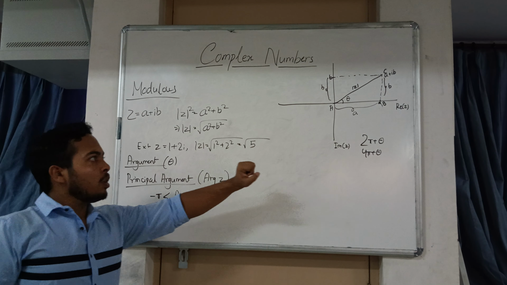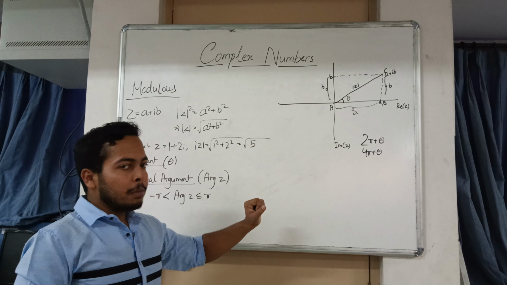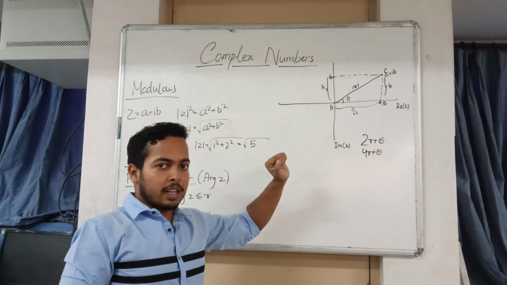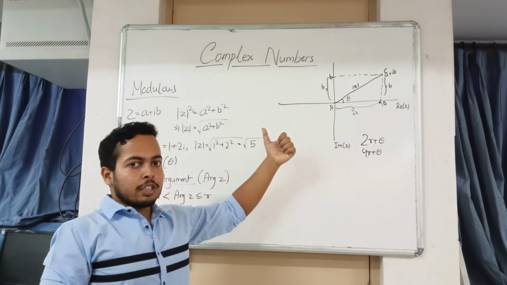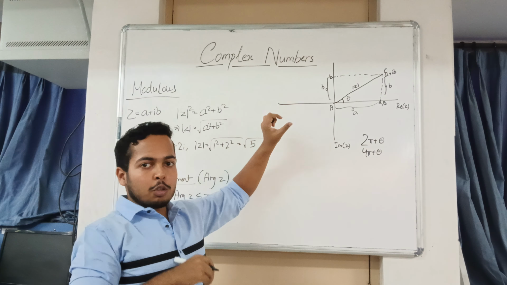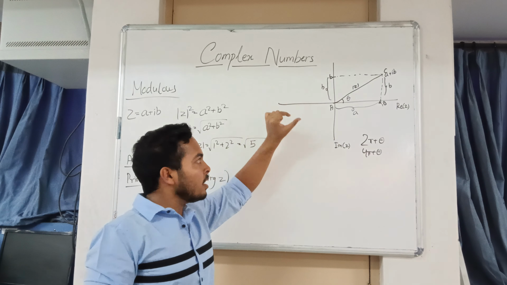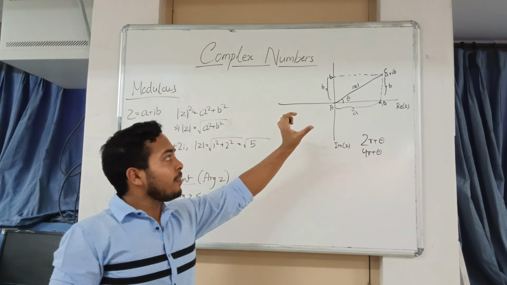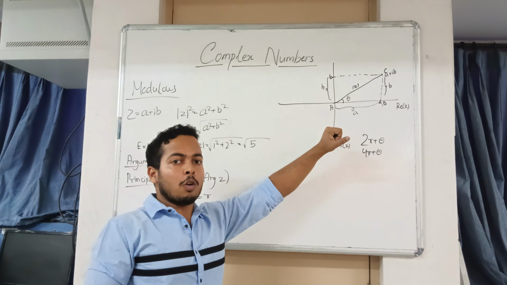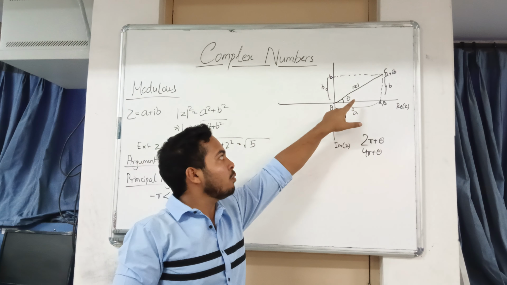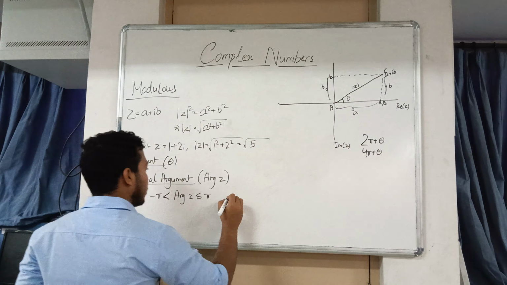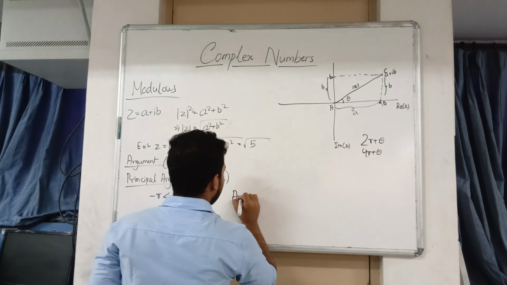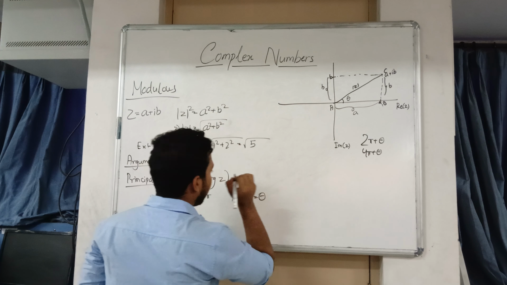Okay. Now in this lecture we will be focusing more on the first quadrant, and in the next lectures we will be studying the argument of a complex number in the second, third and fourth quadrant. So in the first quadrant, the argument of the complex number will be theta. So argument of z is equal to theta.